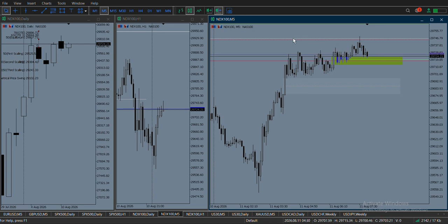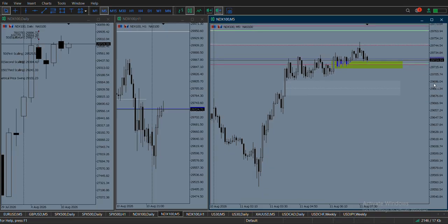It wants to reach into the midpoint of that weak opening gap, but you can see it's just going higher and going lower, going higher, going lower. So we can expect price to behave the same going into this session here, early London.